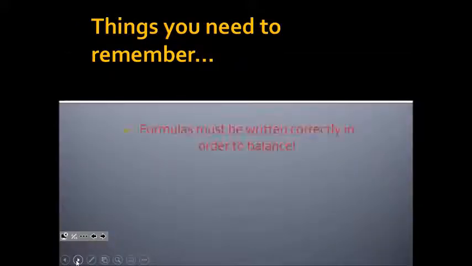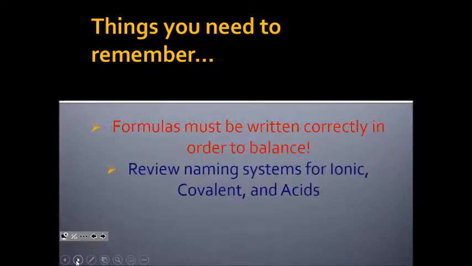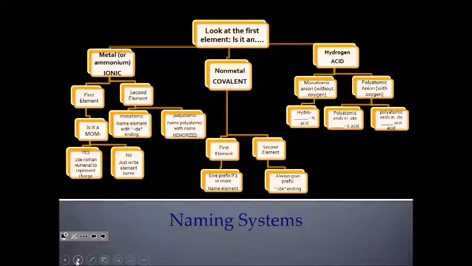All right, things that you need to remember. Formulas must be written correctly in order to balance. If you do not get the correct formula, obviously it's going to be trouble trying to balance it. We need to review the naming systems for ionic, covalent, and acid in order to make sure that we are writing the chemical formulas correctly. So I put in the chart here. You also have this chart on Classroom, and you can use it at any time to help you.